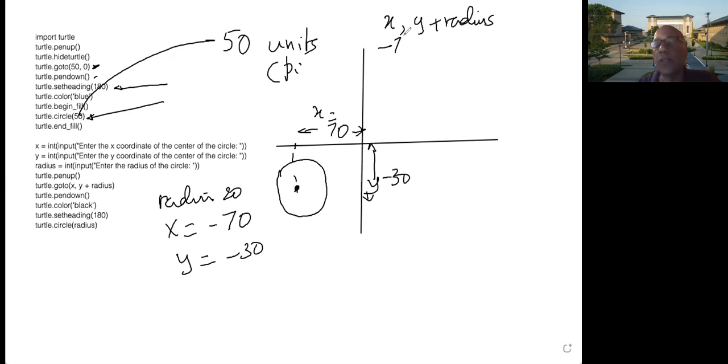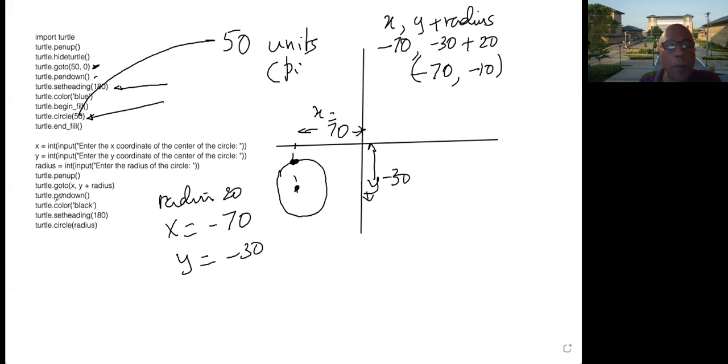We are going to X equals negative 70, Y equals negative 30, radius is 20. So we'll be going to negative 70, negative 10, which should be this point. So we lifted the pen up and went all the way here. This is where the turtle is.